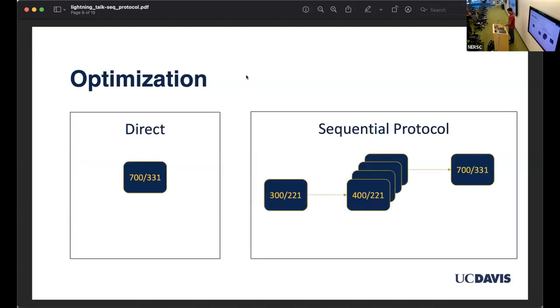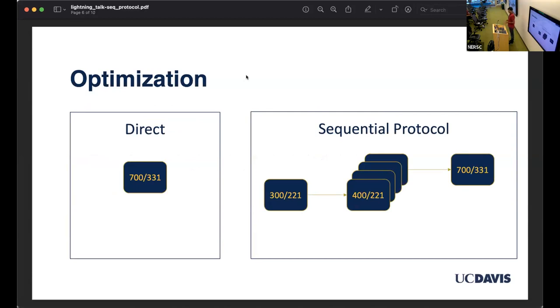So going back to the problem of data. What usually is done is you have an optimization, and you set certain parameters. These parameters are represented here as 700, 331, 300, 221. If you are familiar with DFT, the first number is the plane wave energy cutoff, and the second number is the K-point mesh. If you're not, just think of it as the higher the number, the higher the level of accuracy.